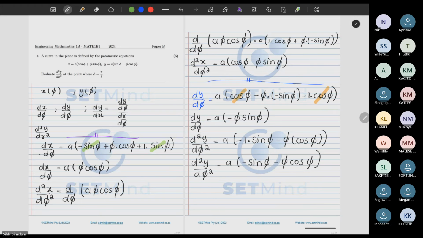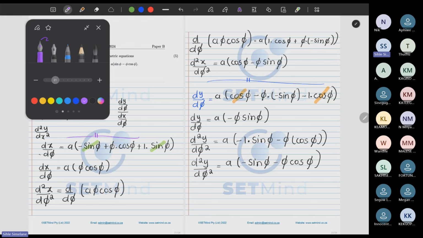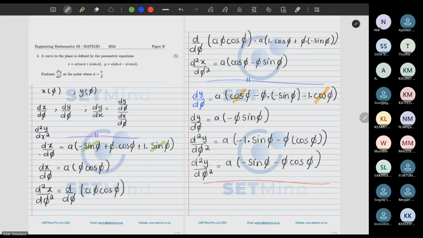Okay. Any questions, guys? So next we can just find the ratio and then substitute our angle there. So what we are lastly looking for is our d squared y over dx squared, of which if you look carefully, my handwriting is becoming terrible here.